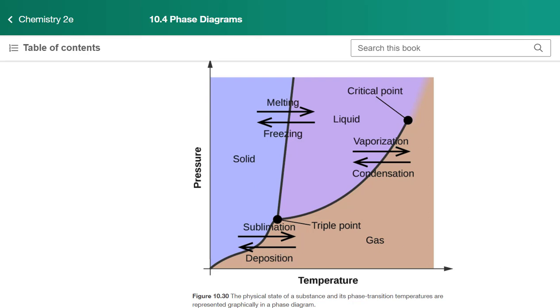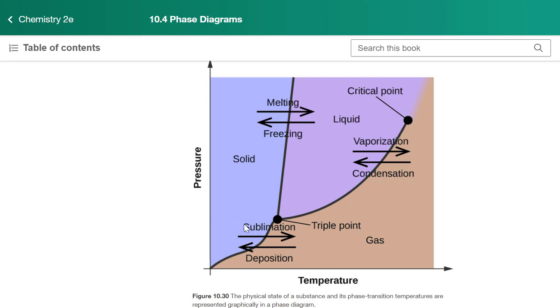We could also, in some cases, cause a phase change by changing the pressure. Those would be vertical lines. So we could have a vertical line here where, let's say, we lower the pressure of a liquid and it starts to boil, and we have a phase change from liquid to gas by lowering the pressure.